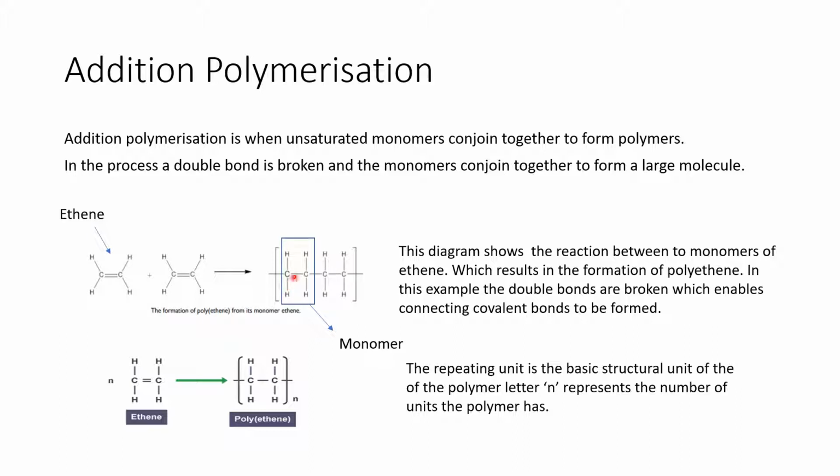This is the repeating unit. Now, what is the repeating unit here? This is basically the basic structural unit of the polymer, where the monomer is enclosed in a bracket like this, where there is an n that represents the number of units the polymer has.